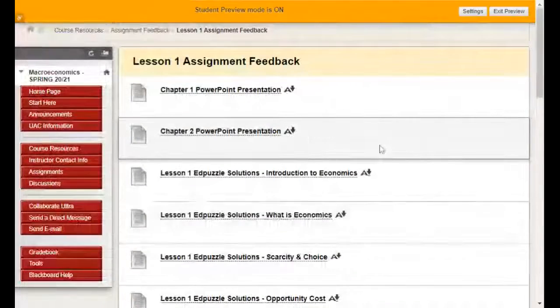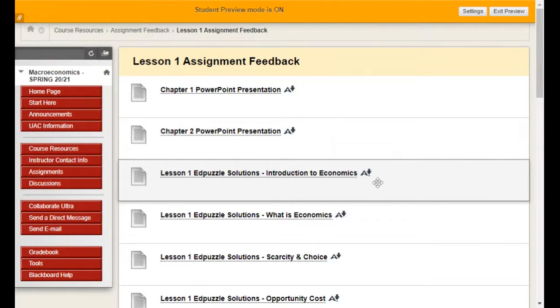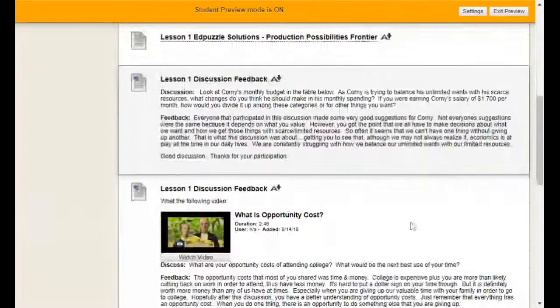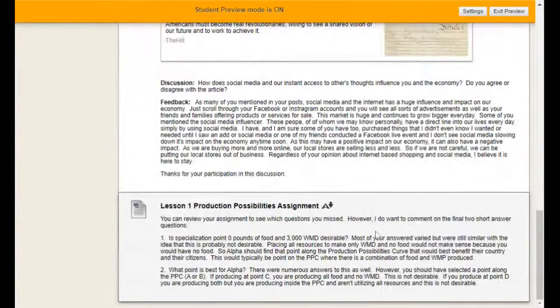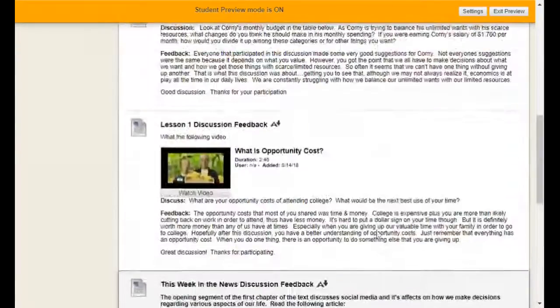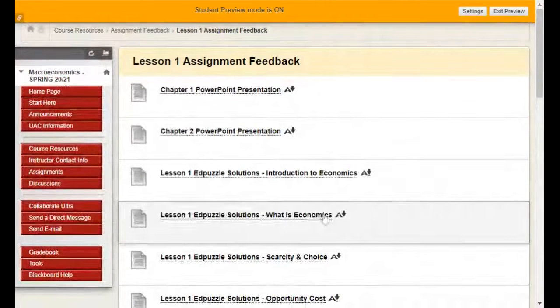And this is mainly why I do not accept assignments after the due date. After the due date is because all of this is there and you've got access to the answers to your Ed puzzles and discussion feedbacks and also your assignments. So take a look through there, so that all this information is there for you to see what you got wrong.